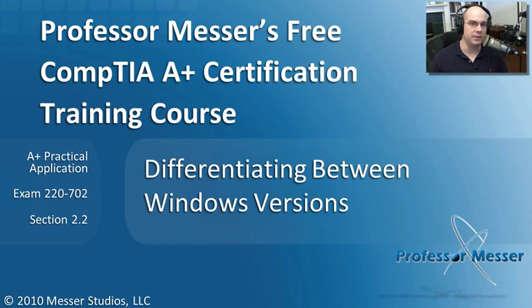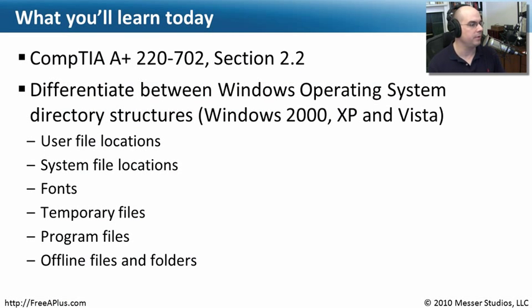I'm James Messer, and in this module, we're going to discuss the requirements from our CompTIA A+ 220-702, our practical application exam, section 2.2. This is a new section in the 700 series exam where we need to differentiate between Windows operating system directory structures, user file locations, system file locations, a lot of different places in the operating system itself. There are differences between Windows 2000, Windows XP, and Windows Vista, and you need to know what those differences are between all three of those operating systems.